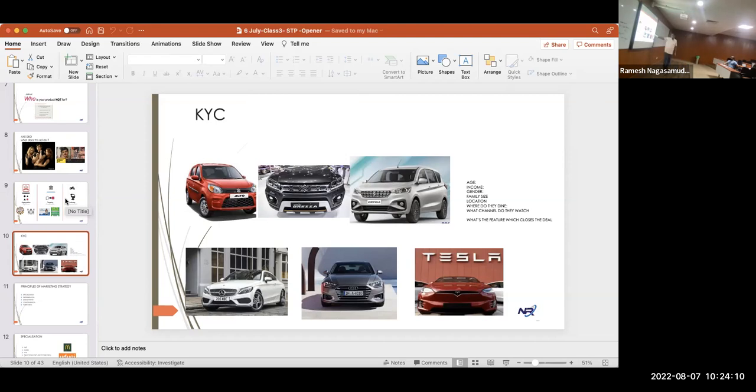Finally, what feature closes the deal? What is the feature that closes the deal for an Alto? It's a small one. Use it in traffic. Comfortable at low cost, and then better maintenance. Mileage and reselling. But what is a feature that will sell on a BMW? Actually, just one word, right? So you know how to segment it. You also know how to position. With all of these things, you may know what to target.